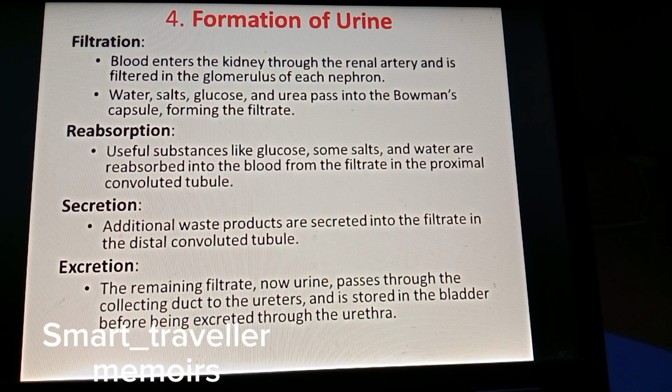Water, salts, glucose and urea pass into the Bowman's capsule, forming the filtrate. Reabsorption: useful substances like glucose, some salts, and water are reabsorbed into the blood from the filtrate in the proximal convoluted tubule. Secretion: additional waste products are secreted into the filtrate in the distal convoluted tubule, and then excretion.